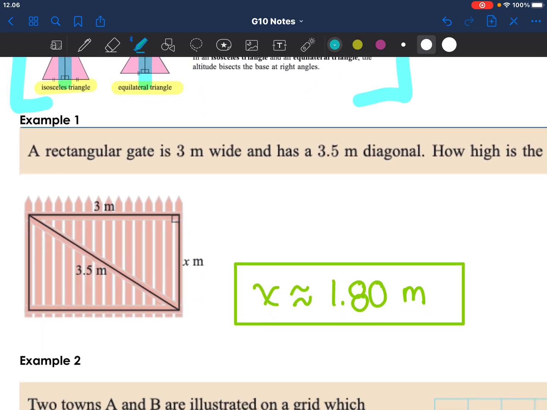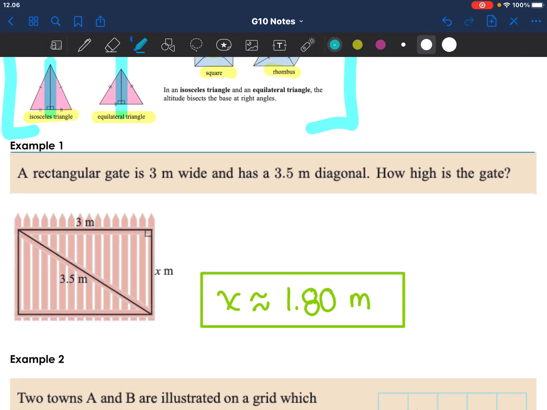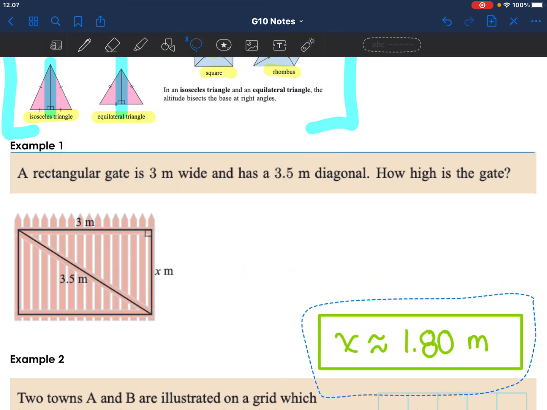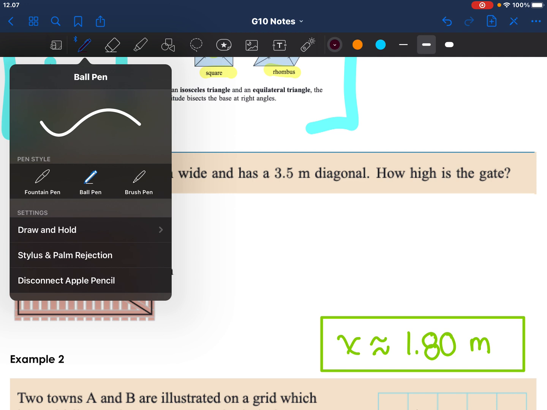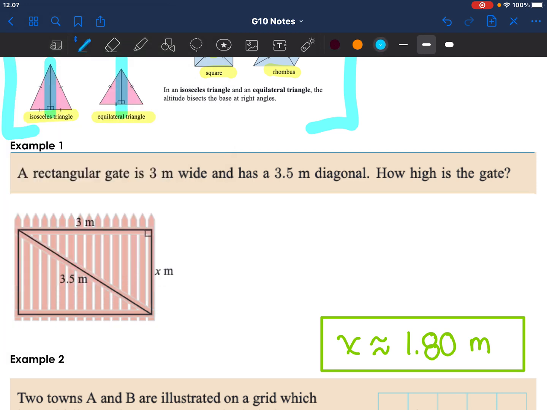Alright, so let's jump into example 1. I already have the answer here, but I want you guys to show me how you got that. So go ahead and grab a paper and attempt this.